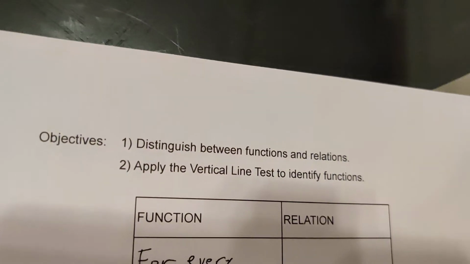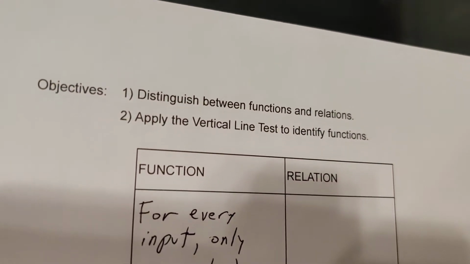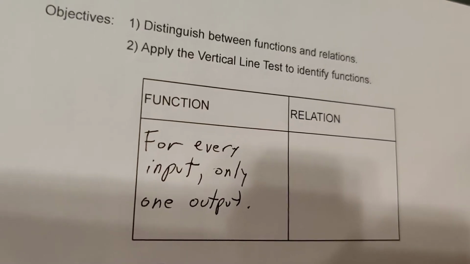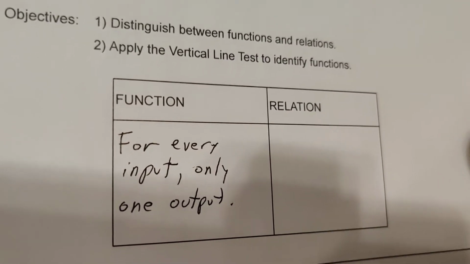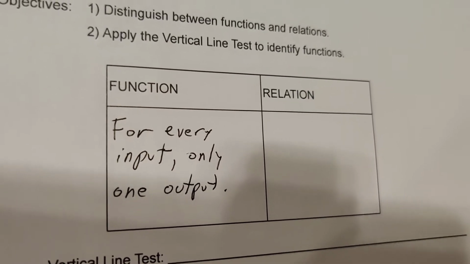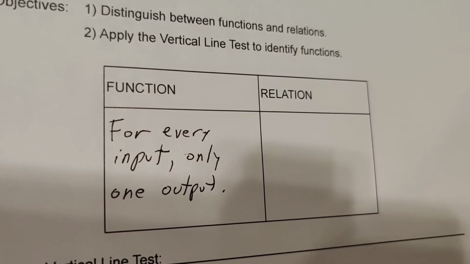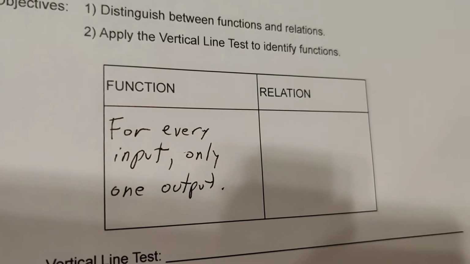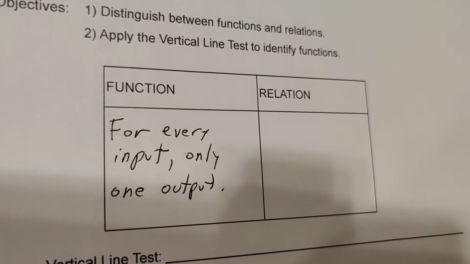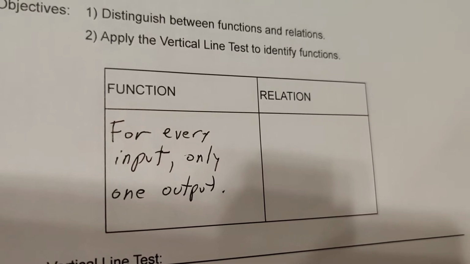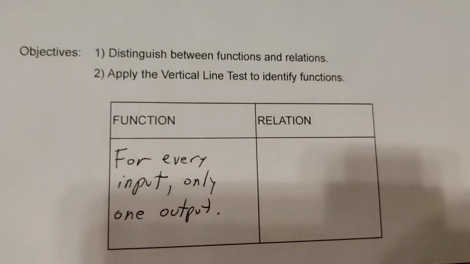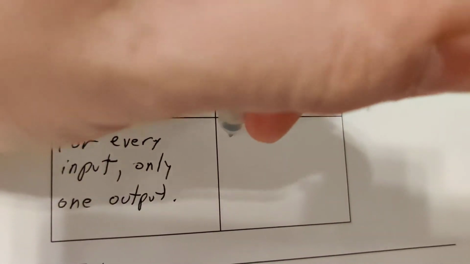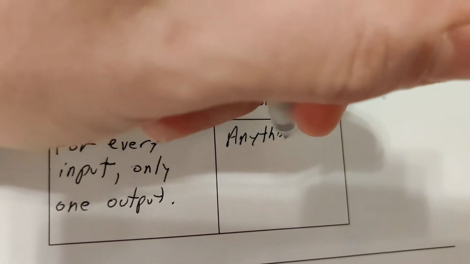So first we're going to start by filling out this chart on what the difference is between a function and a relation. I've already written the definition of a function, okay? A function is a mathematical rule such that for every input, there's only one output. One thing in gives you one thing out, okay? That's really all you need to know. A relation is just anything that's not a function.